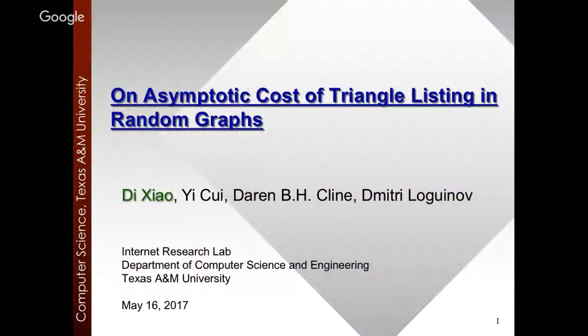So the next talk in this session is still on the triangle listing problem, except that the graph this time is random, and DCR will give the talk. Good afternoon. So, my talk is on asymptotic cost of triangle listing in random graphs instead of considering the problem in deterministic graphs.